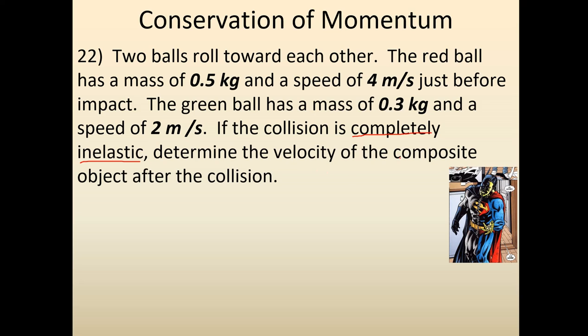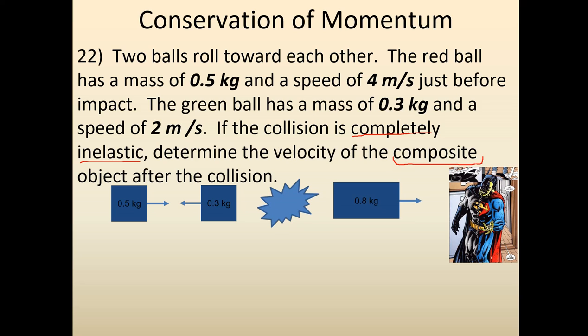And it kind of implies from this term of it being a composite object, as in they are now combined into one object. So when we draw it out, we have the two balls rolling together. So we have velocities going in opposite directions. The collision happens, and then they move in some direction with a combined mass of 0.8. So we record their numbers, 0.5 and 4, 0.3, and again, I have to distinctly make the velocity negative 2, and then 0.8 and x.